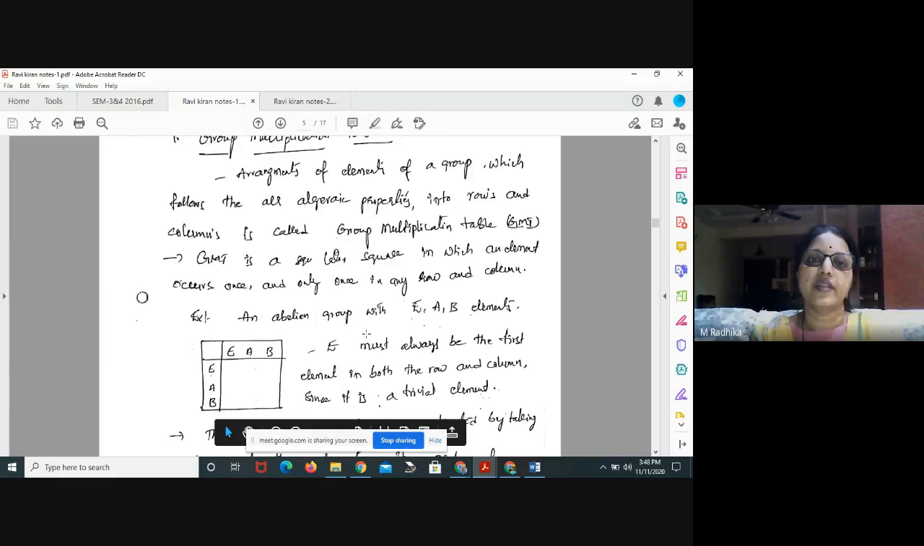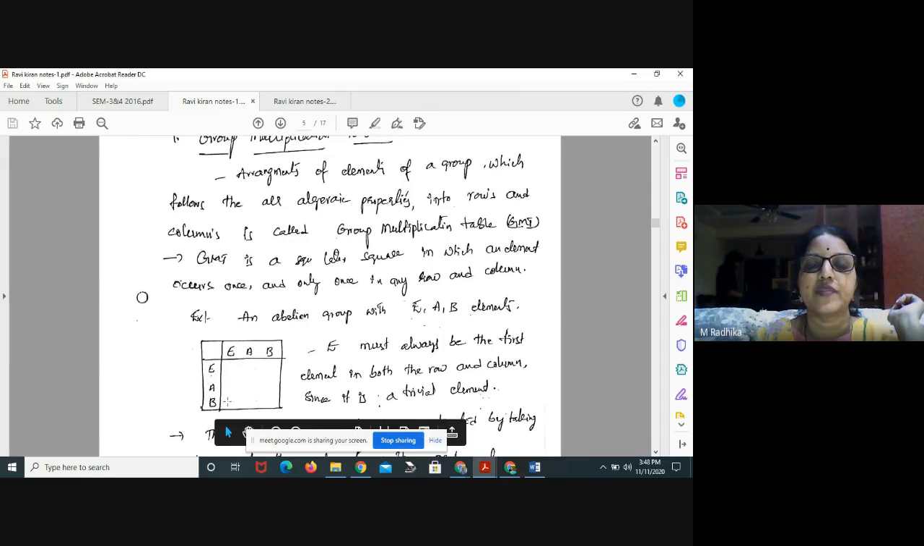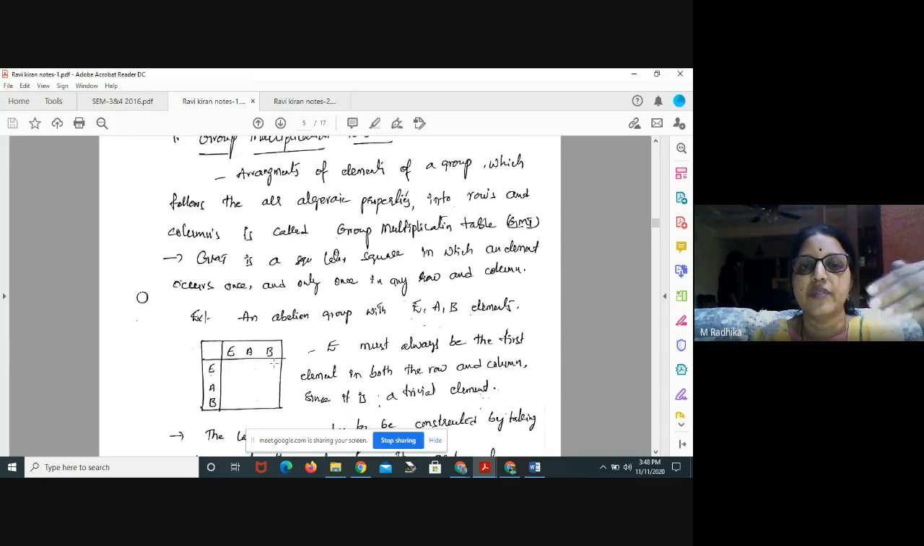One thing you have to keep in mind is, whatever element you are writing, either E, A or B, it should not be repeated. It should appear in the Latin square only one time. That means if I write E here, it should not come here and here, here and here. Either in the column or in the row, it should come only once. That you have to remember. So remember this point, because we will be doing the construction of group multiplication tables.